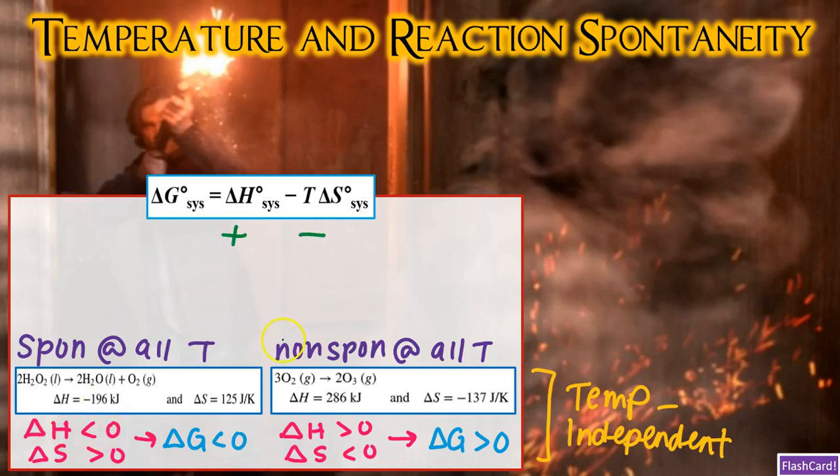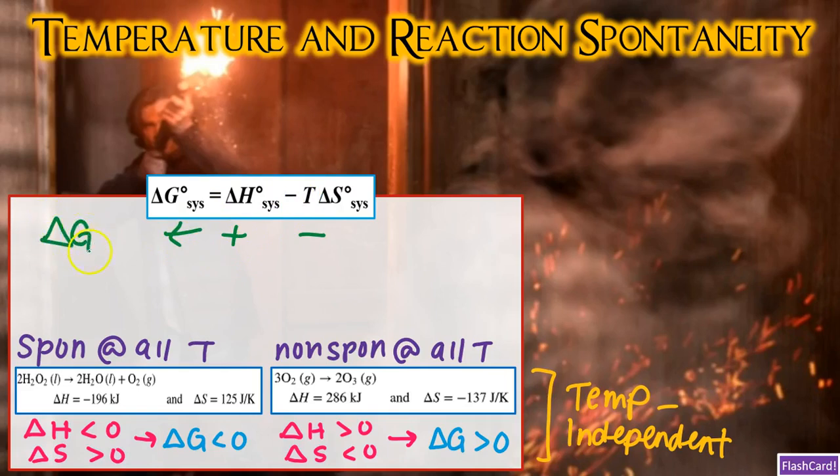Next scenario that is temperature independent is when we're non-spontaneous at all temperatures. This is a scenario where our delta H is greater than 0 or endothermic and our delta S is less than 0 or negative. So I have my delta H term here as positive and my delta S as negative. As you can see, if this is negative, that means this entire portion of this term will be negative because there's a negative number or value in front of it. And for our delta H of the system, it will be positive.